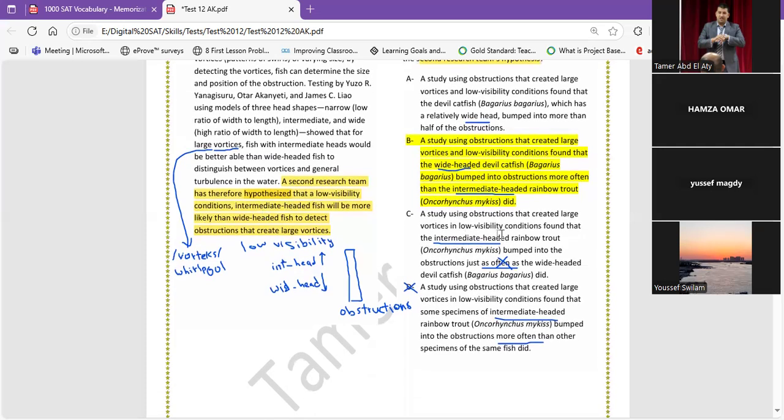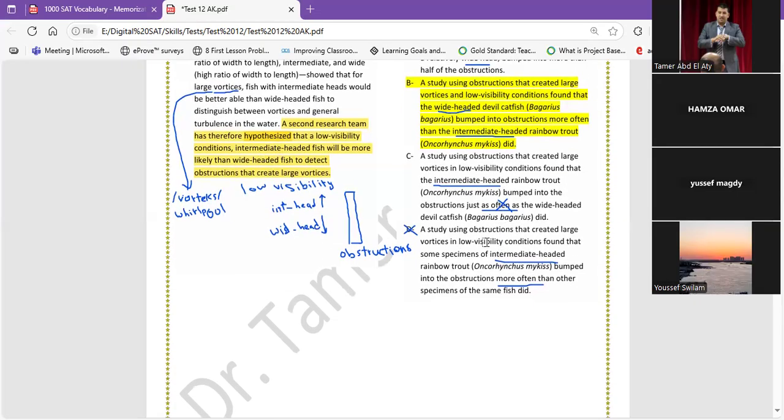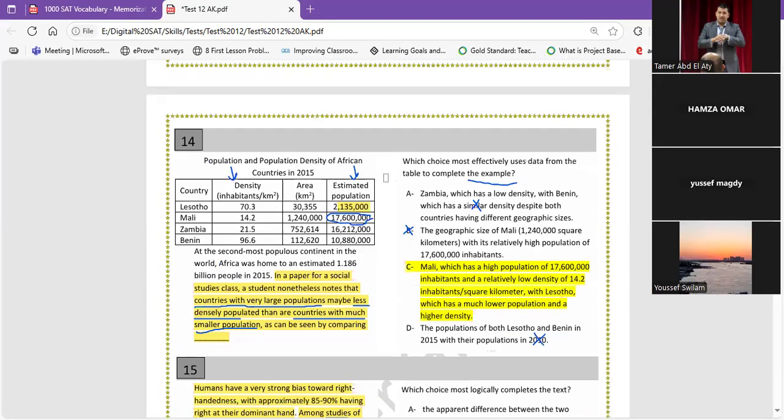A study using obstructions that created large vortices and low visibility condition found that the intermediate-headed rainbow trout bumped into the obstruction just as often as the wide-headed. He said that both of them are the same. So here it doesn't show that the intermediate-headed is better. Another option says some specimens of intermediate-headed rainbow trout bumped into the obstruction more often than other specimens of the same fish did. I'm sorry, that compares the fish to itself. No, I need to compare it to the wide-headed. So the right answer is B.